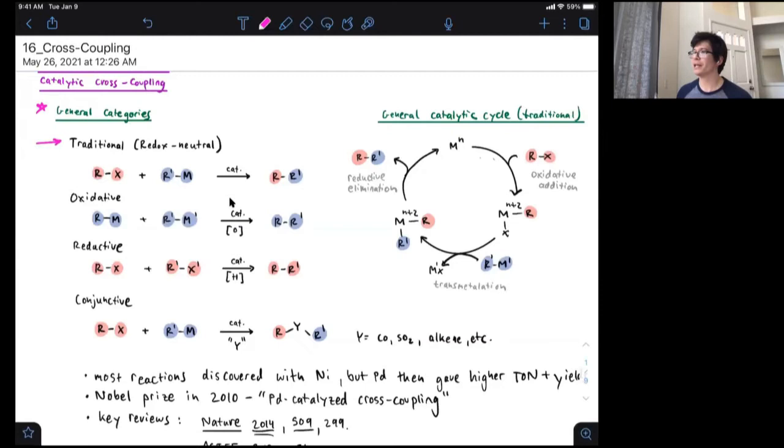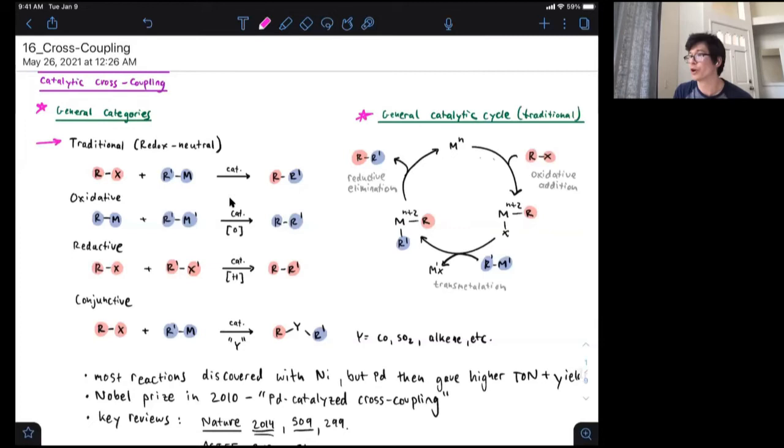So I'll try to stay within this general theme of reactions that follow this general catalytic cycle of the triumvirate, the three key steps, the cross-coupling holy trinity of oxidative addition, transmetallation, and reductive elimination.